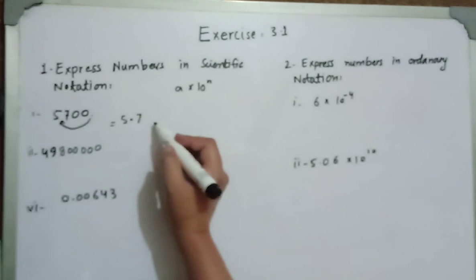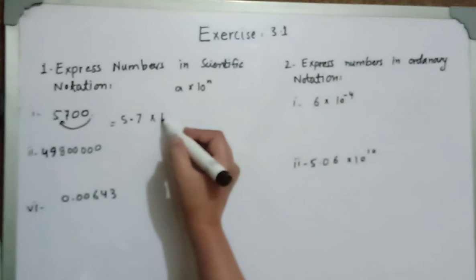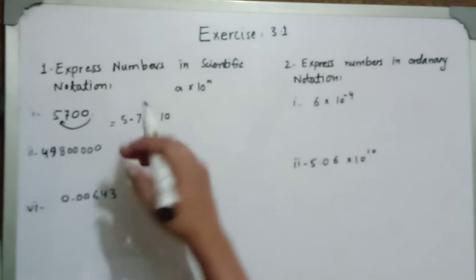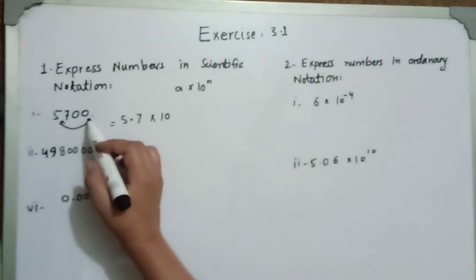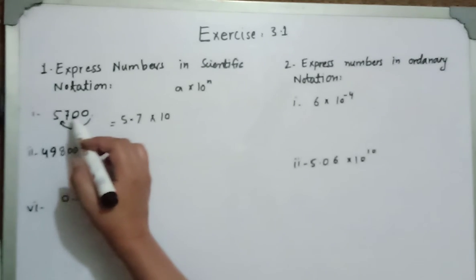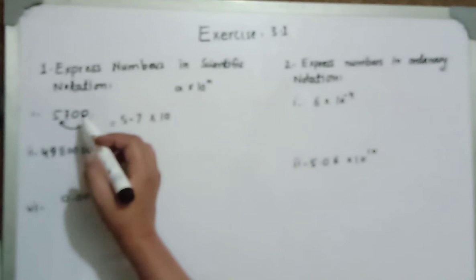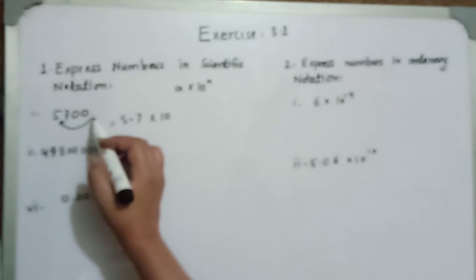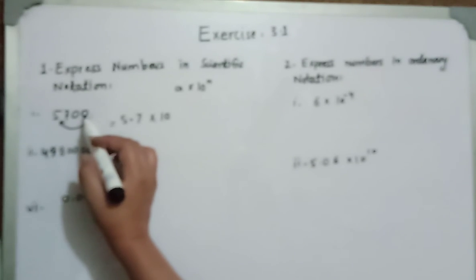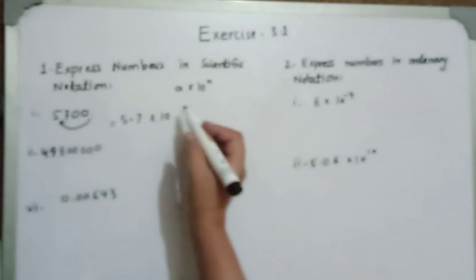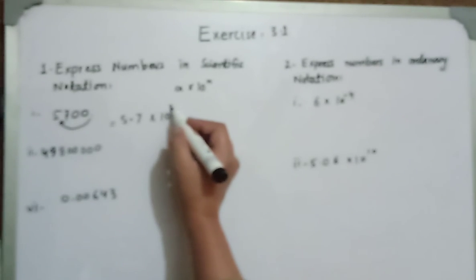5.7 into. Now let's see how we will count the power of 10. To count the power of 10, we see how many places we have moved the decimal. In this case, the decimal was at the end and we brought it here after 5. So we moved it 3 decimal places, 1 2 3. So the power of 10 will be plus 3.